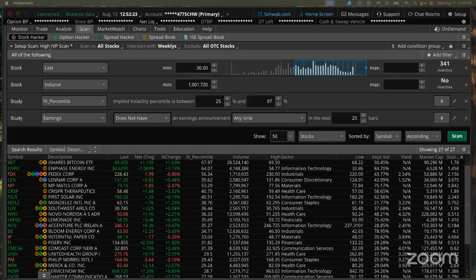All right, here's what I showed you, the screenshot of the high IVP scan. The last price is $30. It could be 28 right now, or 28 by the time we get out there, but it's $30. Generally a million shares, a million contracts, IV between 25 and 90%, and no earnings in the next 25 days.